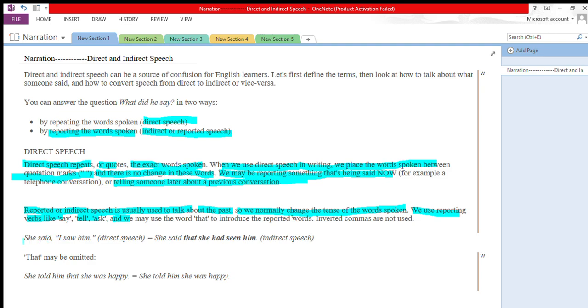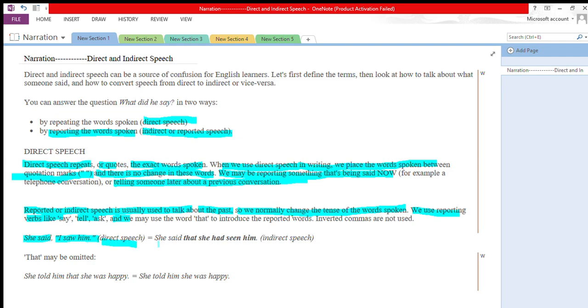Now if you look at this example, she said. Whatever she said, after this we are going to put in a comma, and we are going to say it exactly in the same way: I saw him. We are repeating the actual words of the speaker, so we are going to write them in inverted commas. So this is the direct speech.